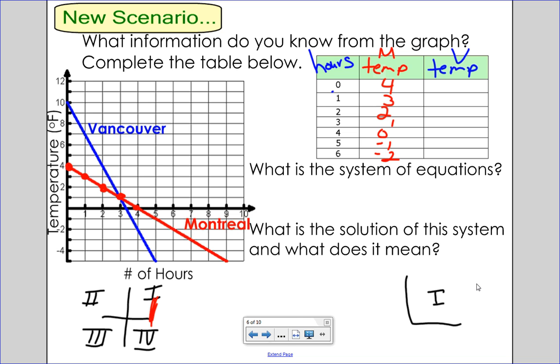It seems to be steadily decreasing. Vancouver starts at 10 degrees. Let's see, this is decreasing a little bit faster. Goes down to 7. Goes down to 4, right? What am I missing? Oh, yeah, 2 and then 4, nothing. Okay. And then 3 and 1. And what am I looking at? 4 and -2. 5 and -5.